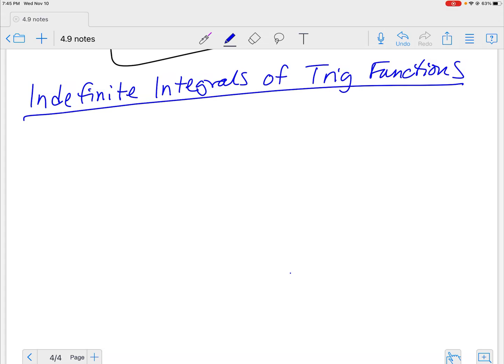Oh, guess what now? We get to do trig. Oh, I know, it's so amazing. So the exact same thing happens with trig. When we're doing an antiderivative, we're just going backwards with it.